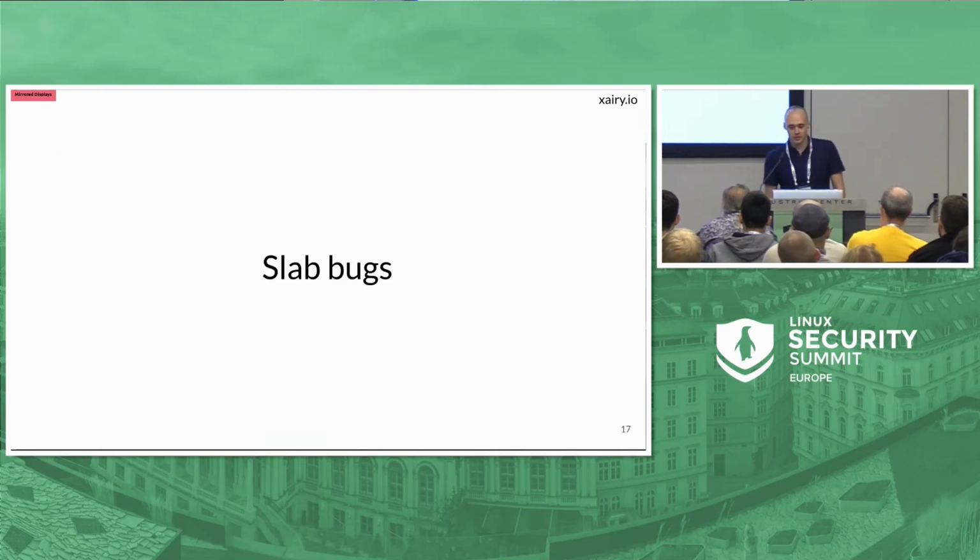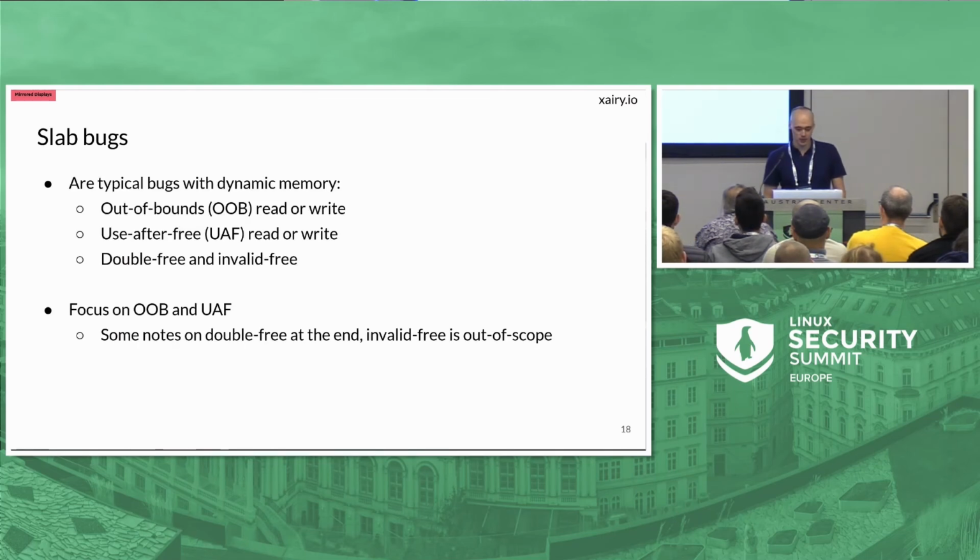All right, let's talk a bit about what kind of memory corruptions we might have with the slab allocator. Those are the typical bugs that you might have with any kind of dynamic memory allocator. You might have out-of-bounds accesses, use-after-free accesses, memory being freed twice, invalid pointers being freed, and stuff like that. Within the talk, we're going to focus on the out-of-bounds and use-after-free bugs just because there is not enough time to cover everything. But I do have some notes about double frees at the end, and invalid frees we're just not going to discuss.